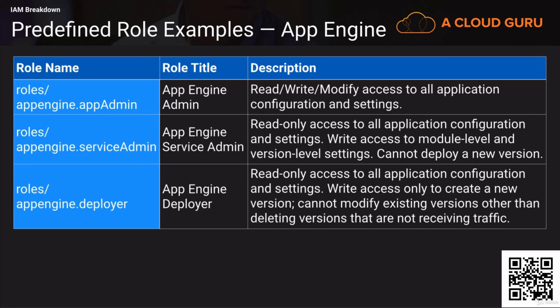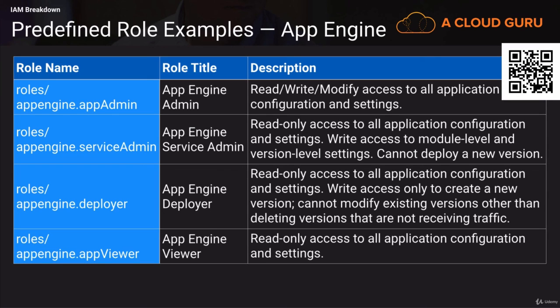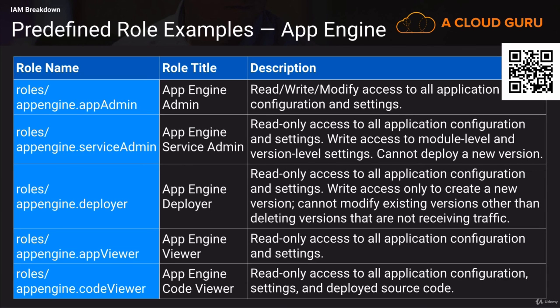You can see here that the separation of duties is something that comes out from these roles. You might have a team where you have devs that can deploy new versions, and ops people who are administering the services. The next role is the App Engine Viewer, and a person with this role can look at the configuration and settings, but if you also want to look at the code, you would need the Code Viewer role. So when you read through the list of roles, try to imagine the person who would be granted that role.